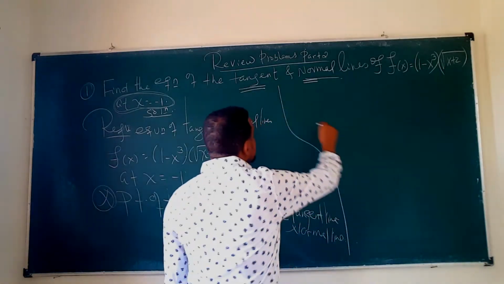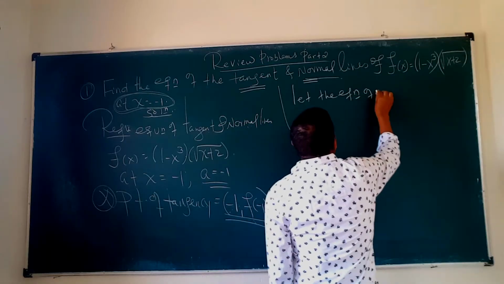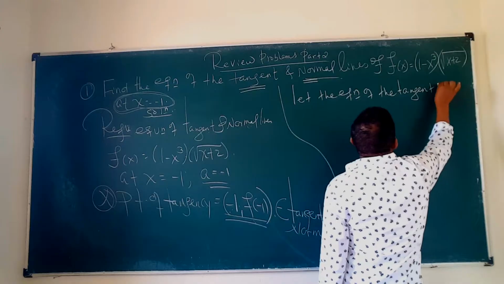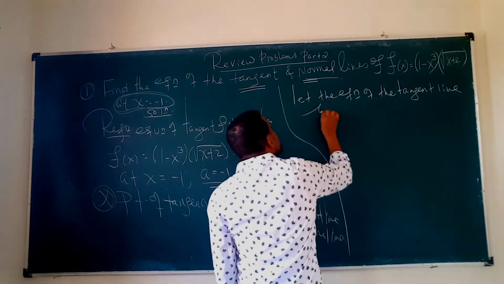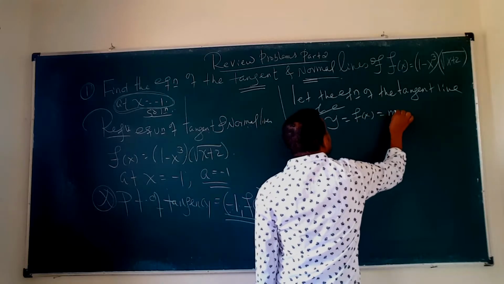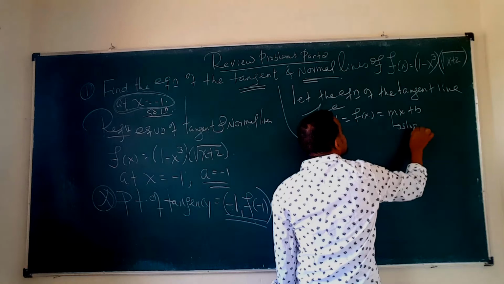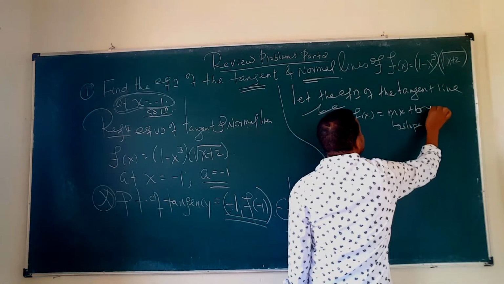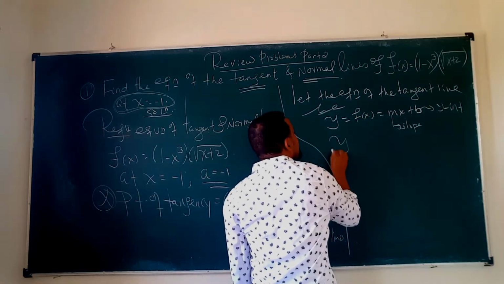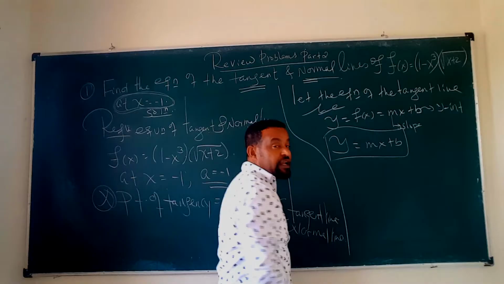So let the equation of the tangent line be y is equal to f of x is equal to mx plus b. This m is the slope and this b is what? The y intercept. So let the equation of the line be y is equal to mx plus b.